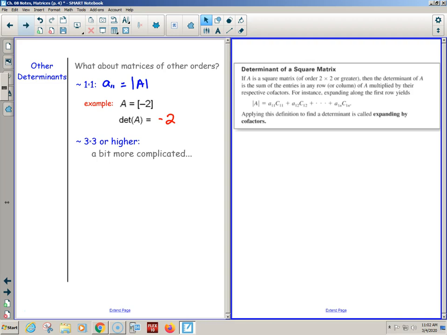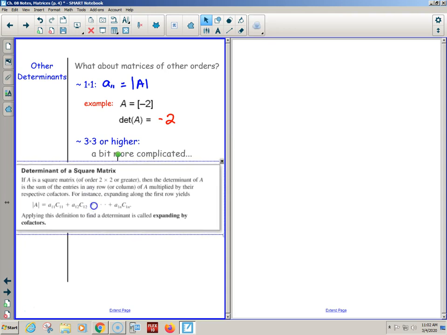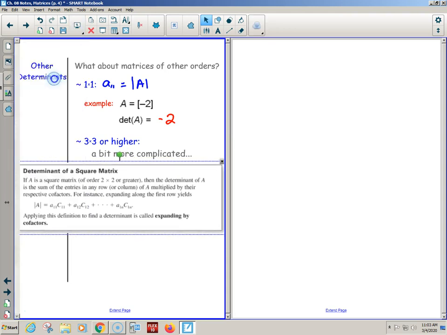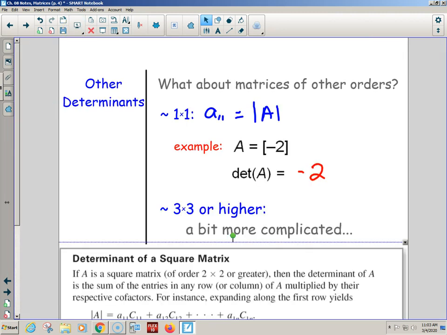I'm going to zoom in on it. Actually, let me steal this. Let me move it over here so I can make it bigger. If I single page it, yeah, I think that's bigger.